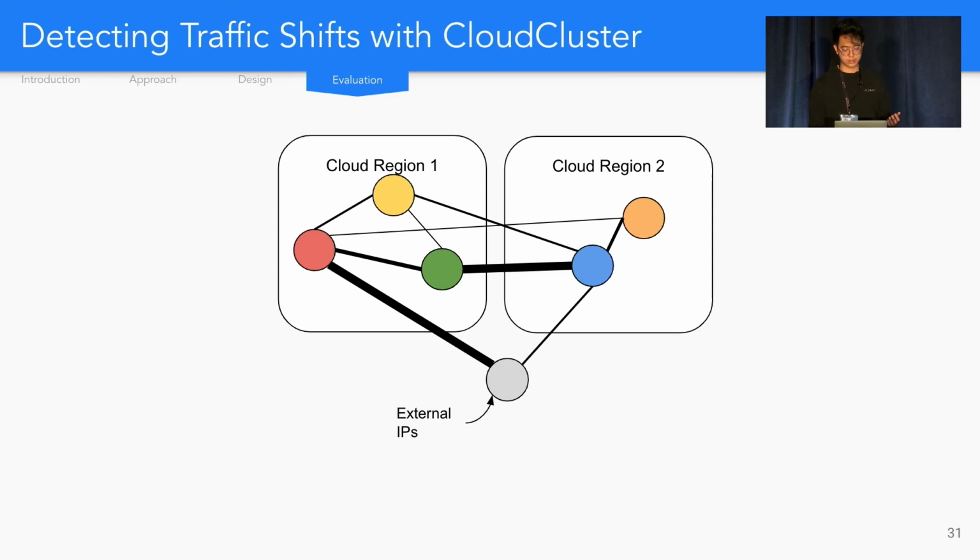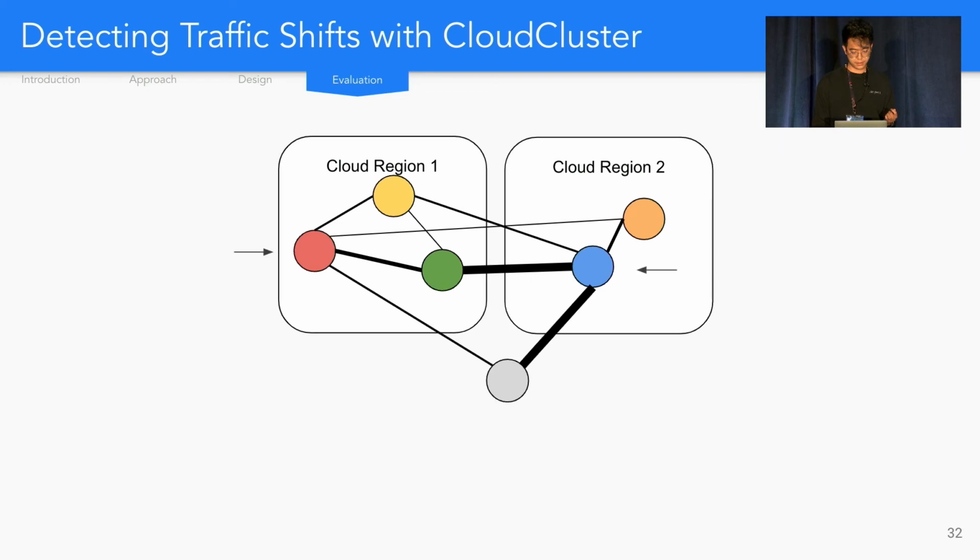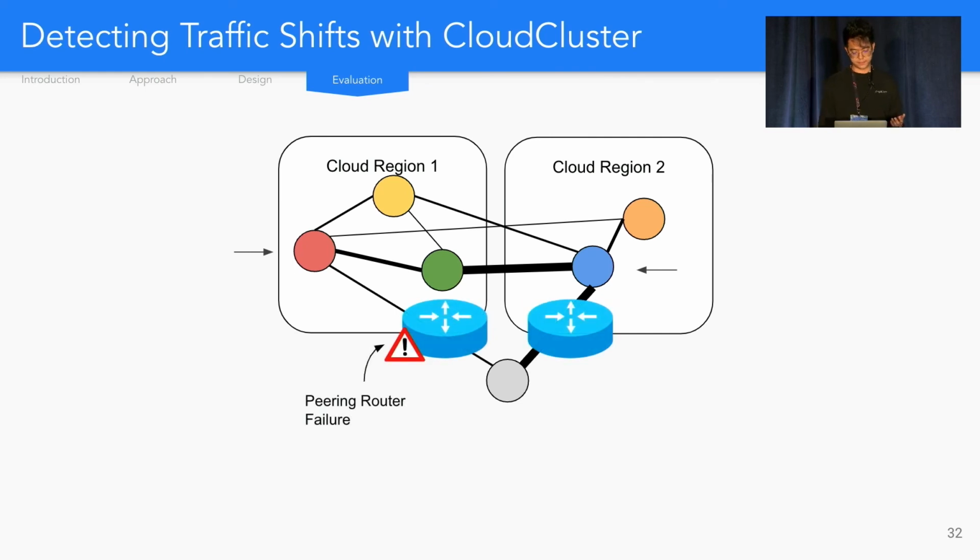The functional structure from CloudCluster can be used to detect traffic shifts and structural changes. This figure shows the functional structure of a cloud service. The red group in region 1 is getting consistent traffic from external IPs. We can see a traffic shift from a functional group in region 1 to another group in region 2. By analyzing this with other measurement systems, we were able to correlate it with a router failure.